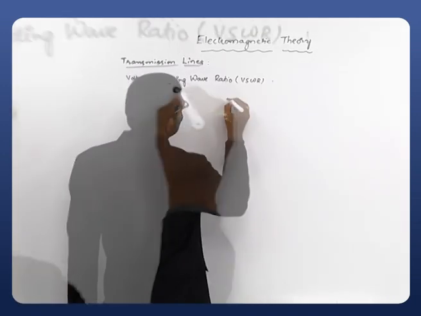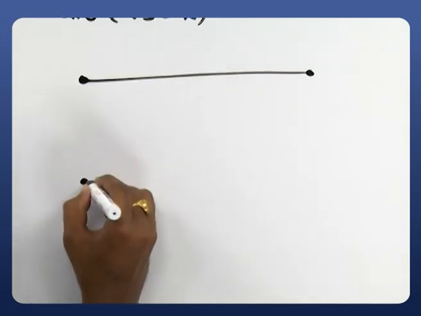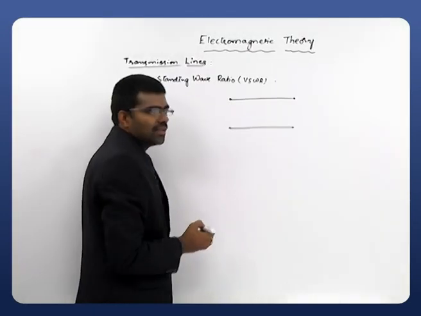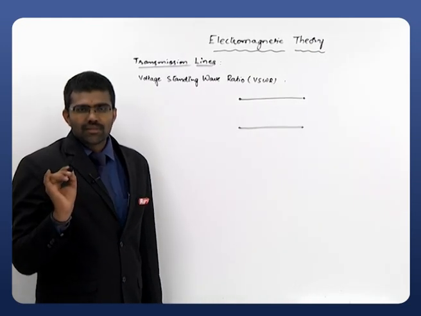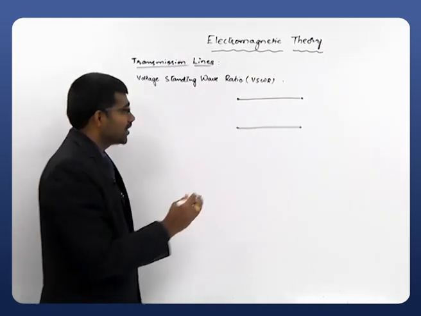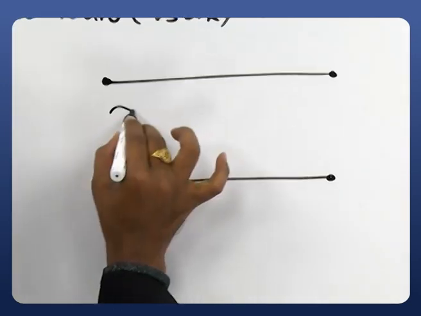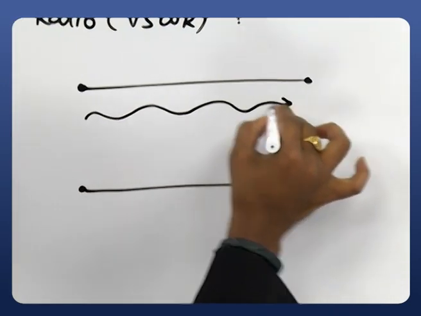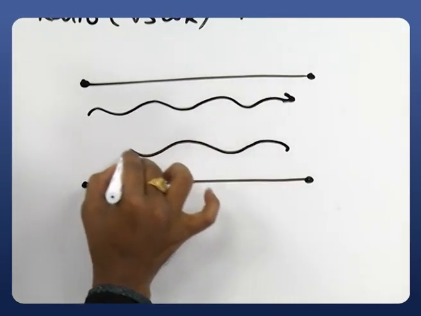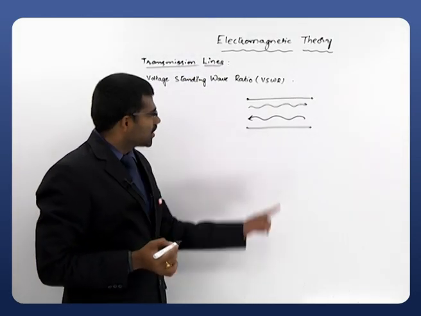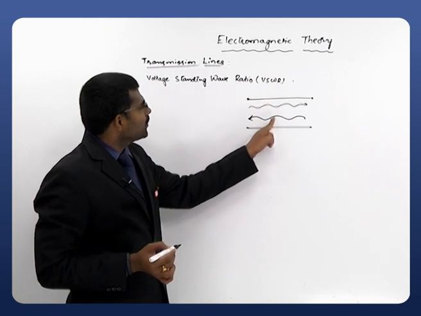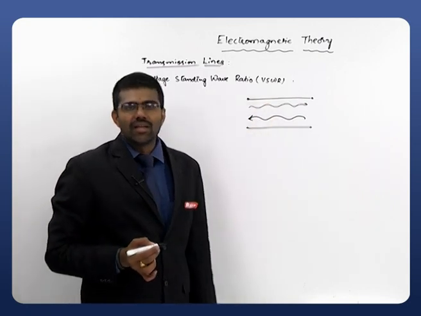Whenever a transmission line is taken and a signal is applied to it, the signal will be reflected from the load end if it is not matched. Then you have two different types of signals in the transmission line. One is a signal which is traveling in the forward direction, another one is a signal which is traveling in the negative z direction, the unwanted direction, right? Now the resultant of these two is said to be the standing wave.